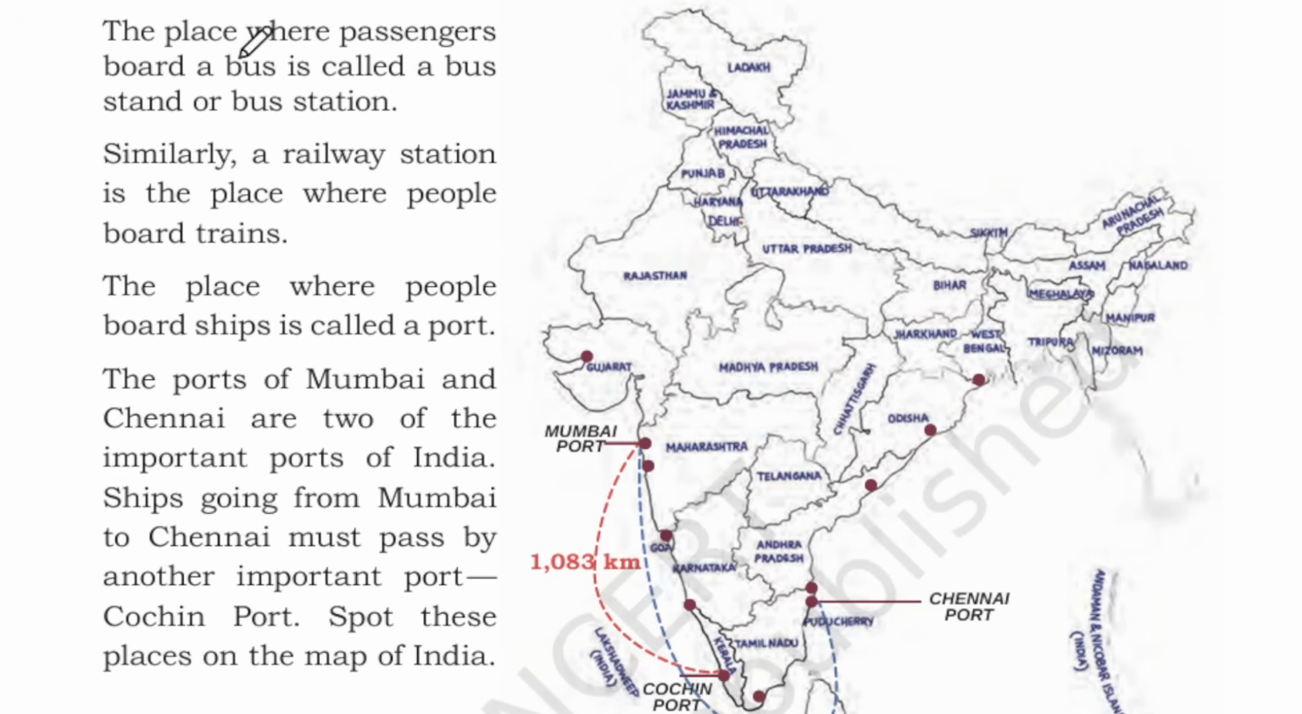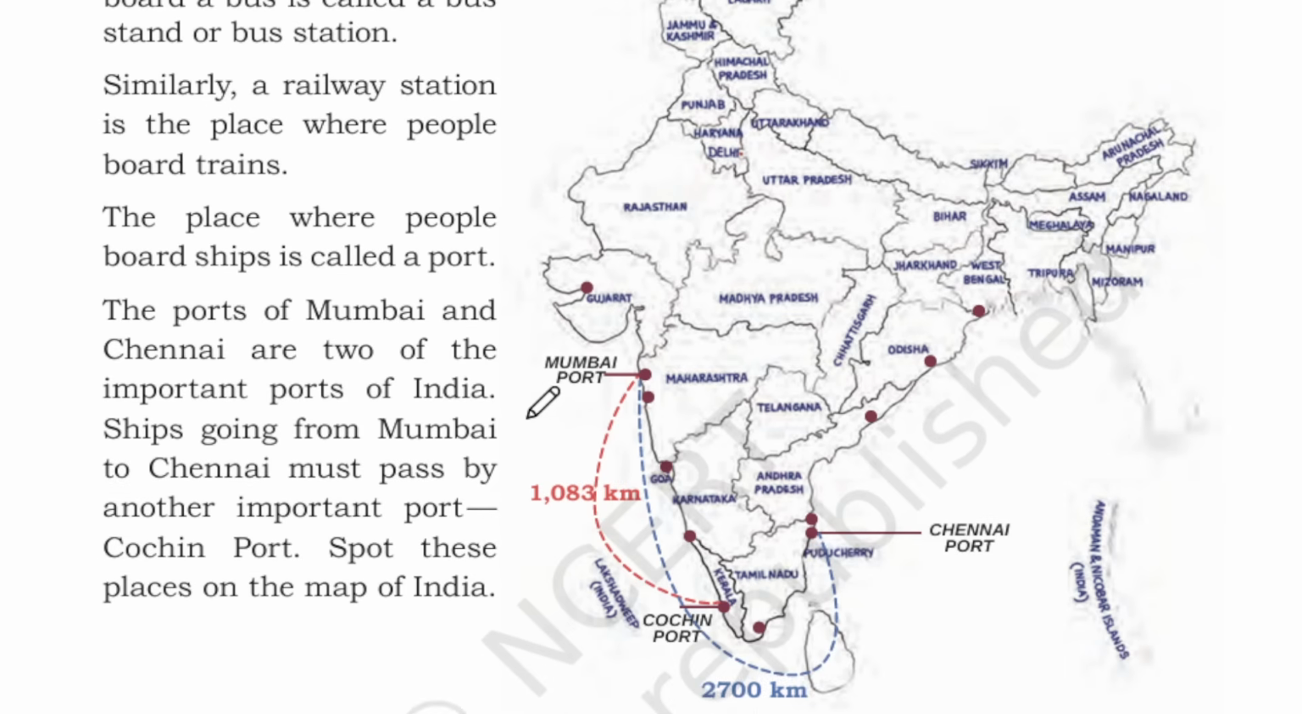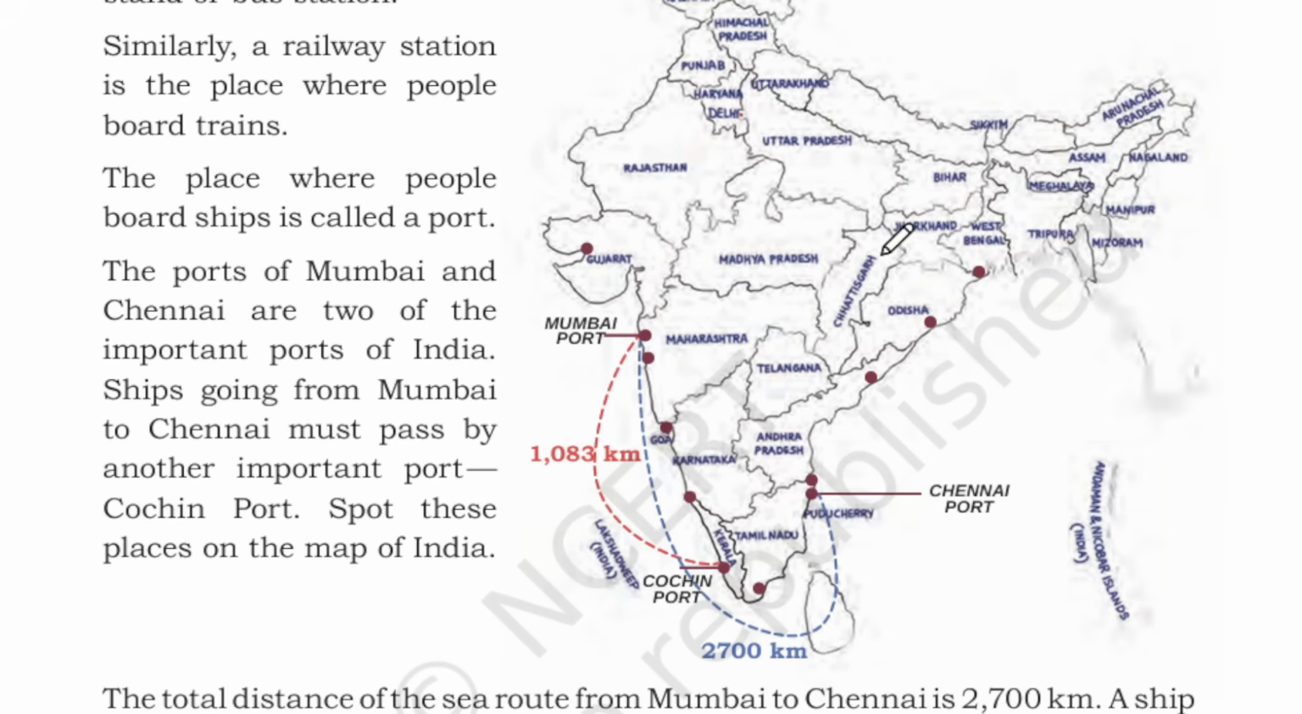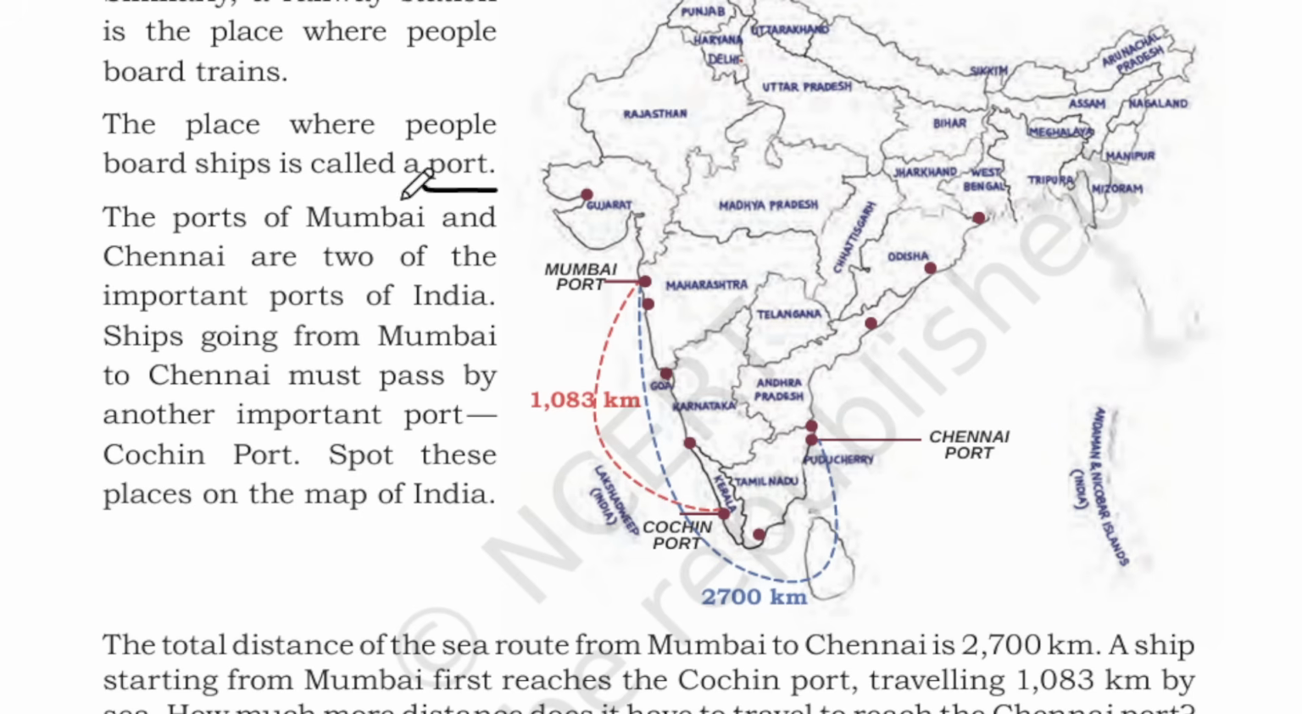Okay. The place where passengers board a bus is called a bus stand or bus station. Similarly, in railway station, this is the place where people board train. So in bus stop, we will get bus. In railway station, we will get trains. The place where people board ship is called as a port. Okay, and for a flight and aeroplane, that is called as an airport. Okay, so the port of Mumbai and Chennai are two of the important ports of India. So the two important ports is Mumbai and Chennai.